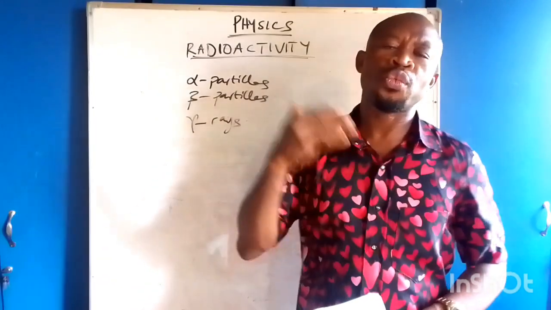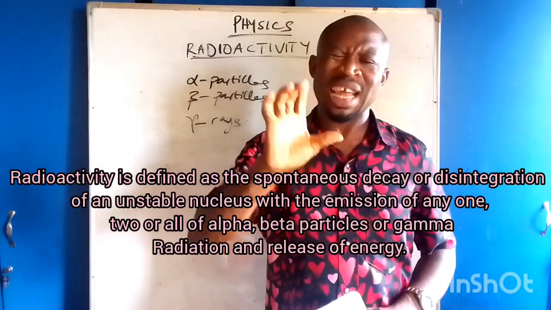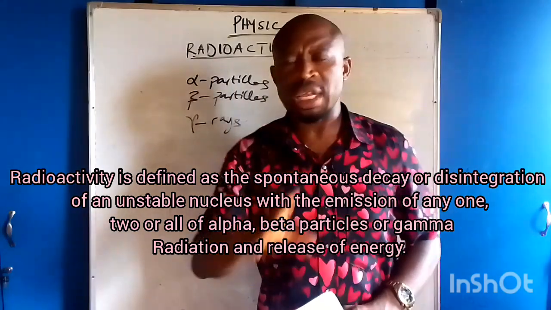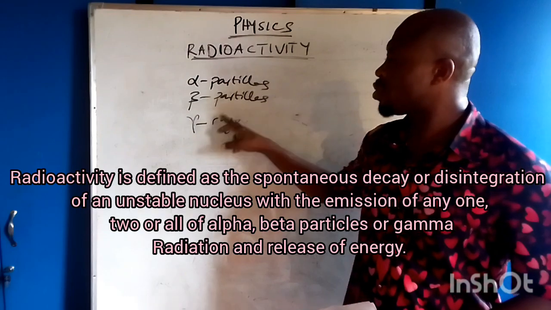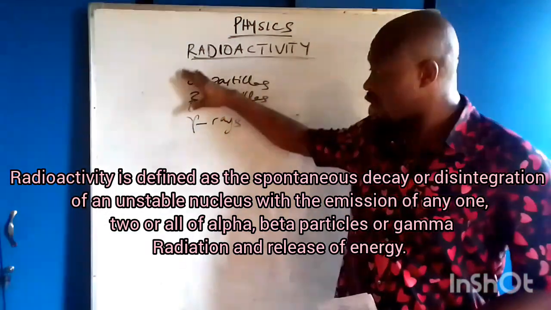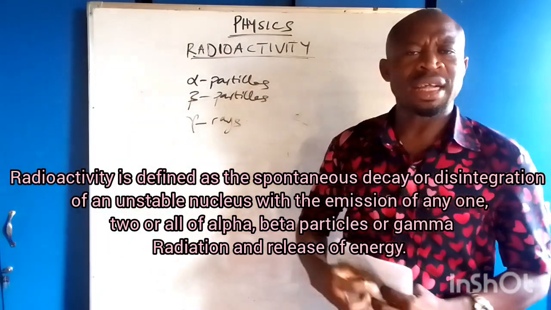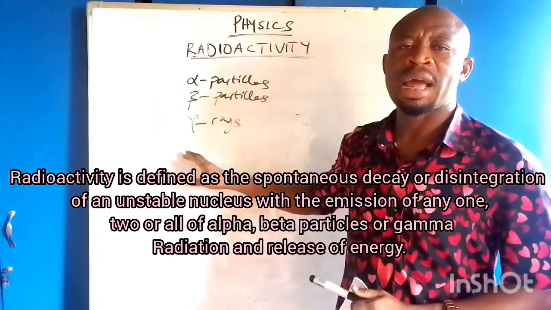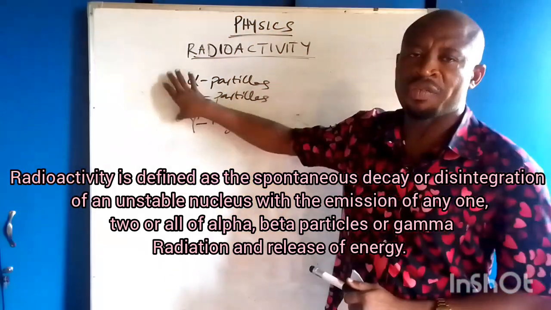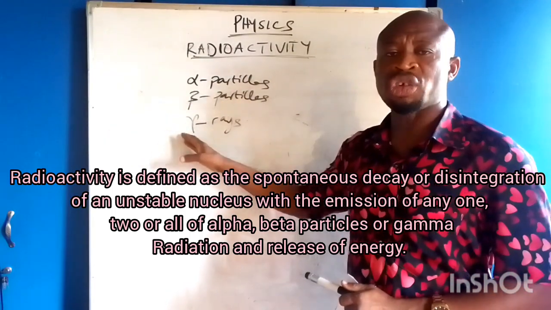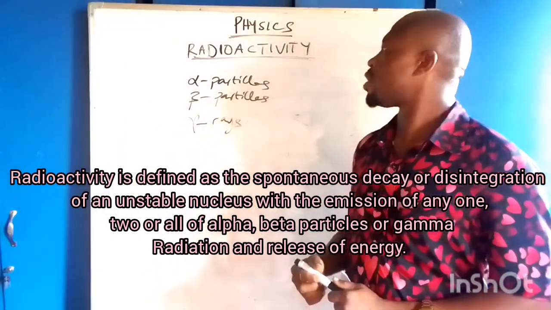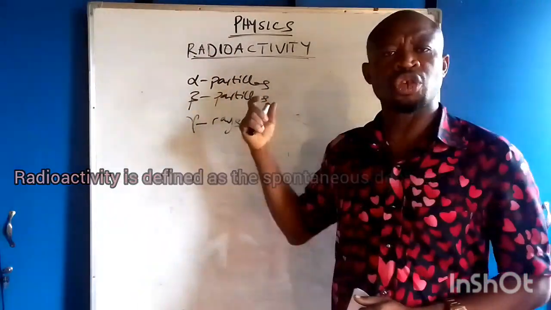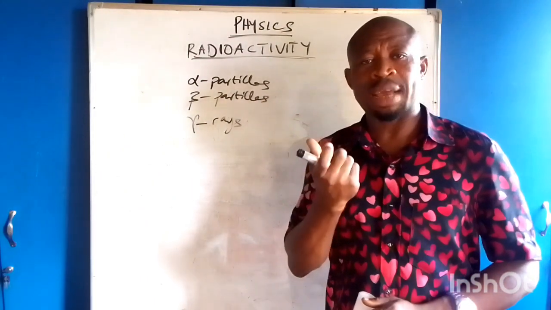Now, by definition, we can say that radioactivity is nothing but a spontaneous decay or disintegration of an unstable nucleus, during which alpha particles, beta particles, or gamma rays, or a combination of these three, are emitted, with the release of a huge amount of energy. So during radioactivity, either of these particles is emitted, or a combination of them. It can be two, it can be one. And that emission is accompanied by the release of energy. Now, this radioactivity always occurs as a result of an unstable nucleus.